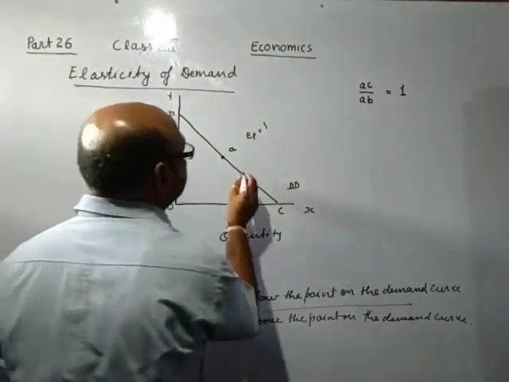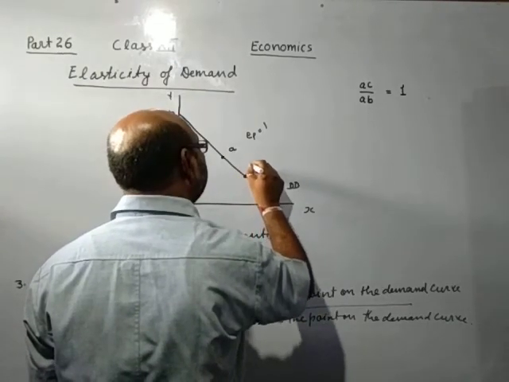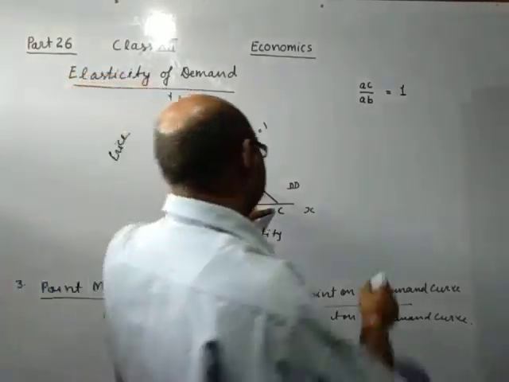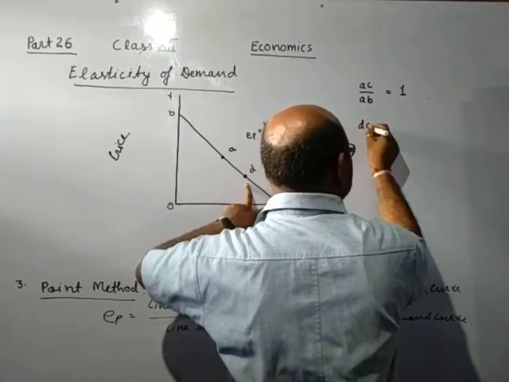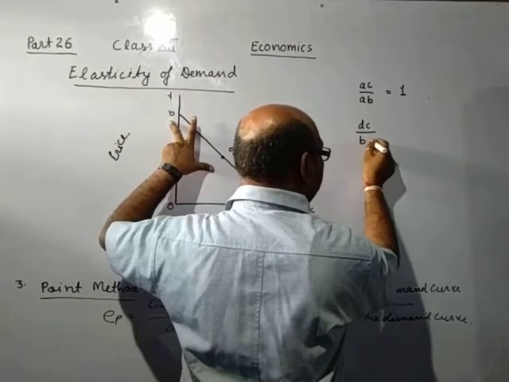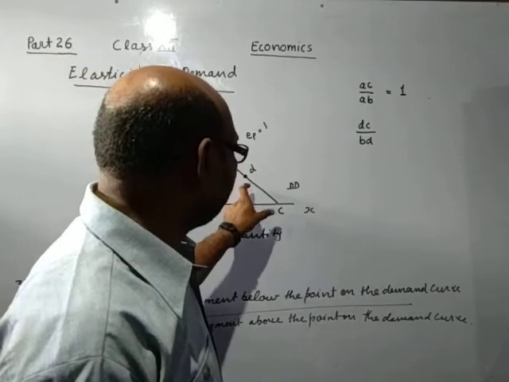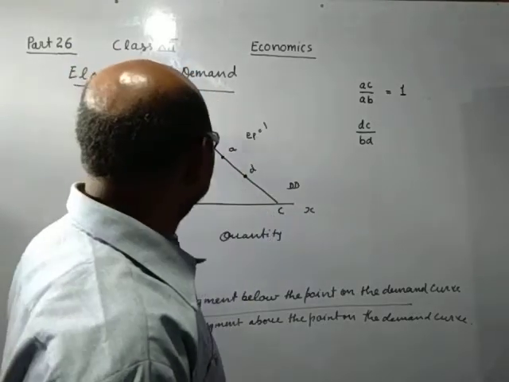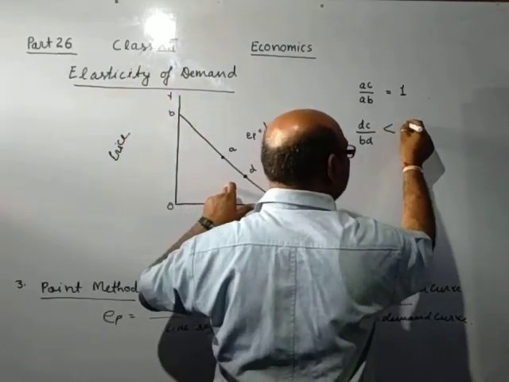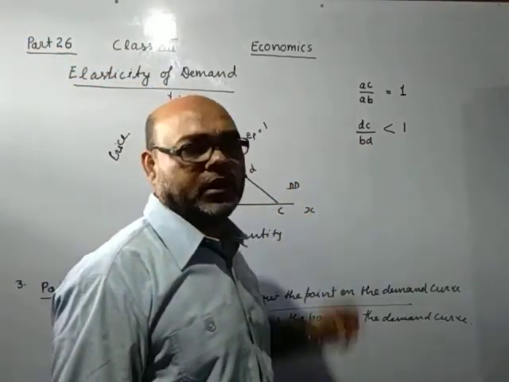Now suppose we are making the study here at point D. The lower segment is DC and the upper segment is BD. You are seeing the part of DC is small and the part of BD is more, so the value will always come less than 1. So this is called inelastic demand.